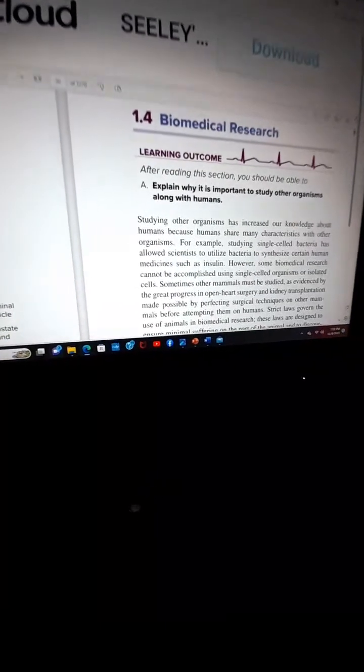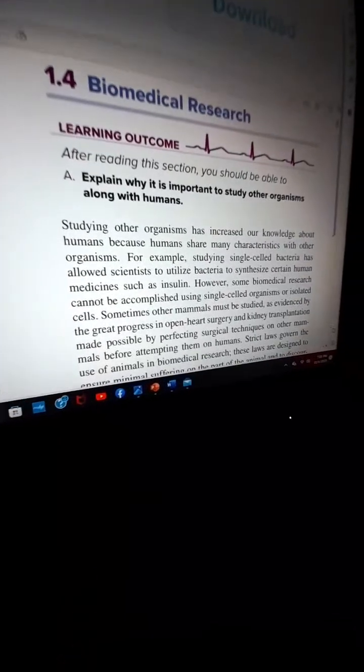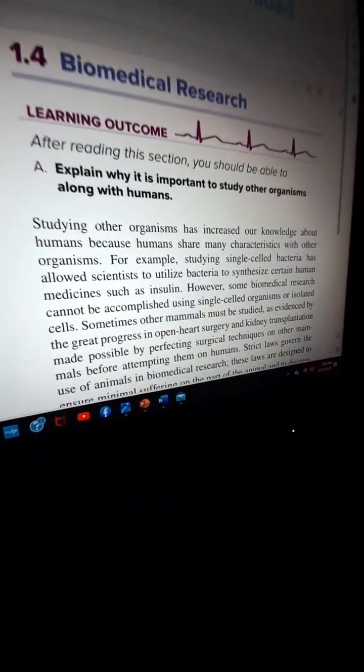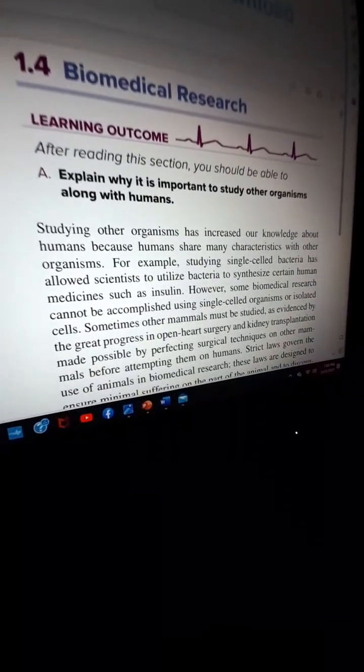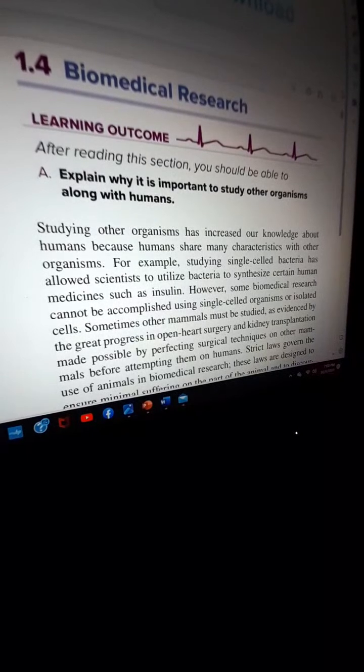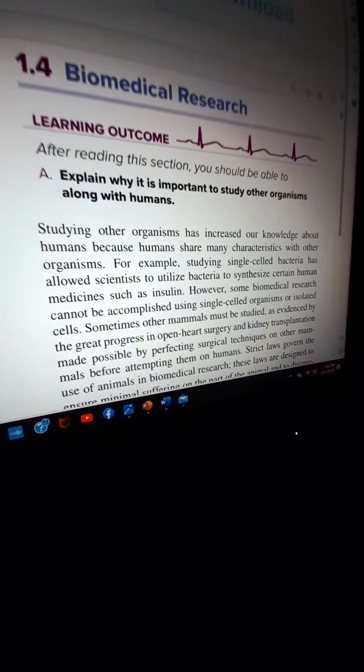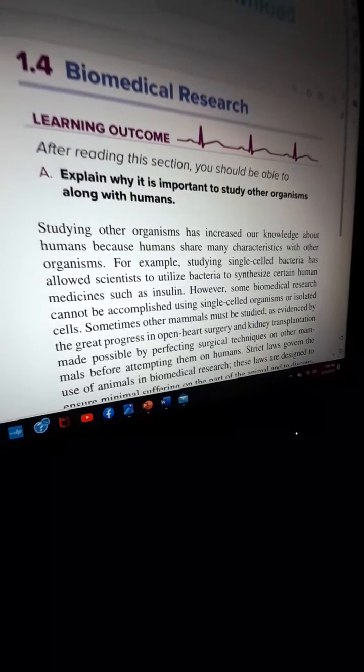Now, the reason why we have to do this, according to these wonderful professors, is that studying other organisms has increased our knowledge about humans because humans share many characteristics with other organisms.